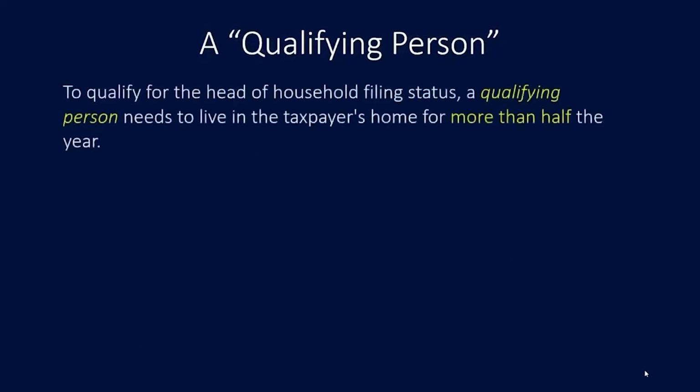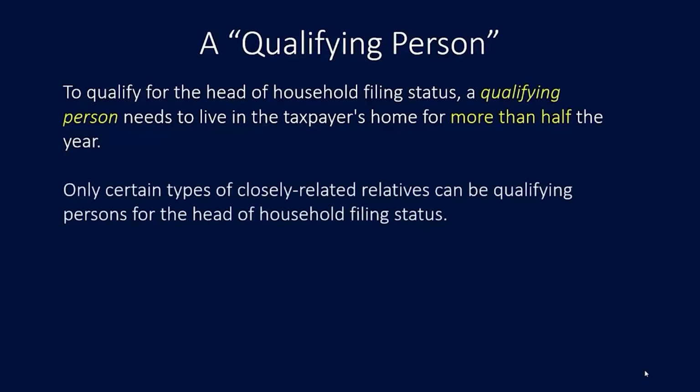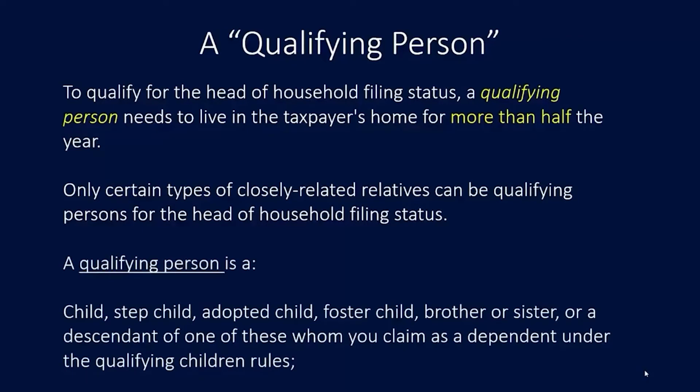What's the definition of a qualifying person for this head of household filing status? Well, to qualify for the head of household filing status, a qualifying person needs to live in the taxpayer's home for more than half the year. Only certain types of closely related relatives can be considered qualifying persons. A qualifying person is a child, stepchild, adopted child, foster child, brother or sister, or a descendant of one of these, whom the taxpayer claims as a dependent under the qualifying children rules.